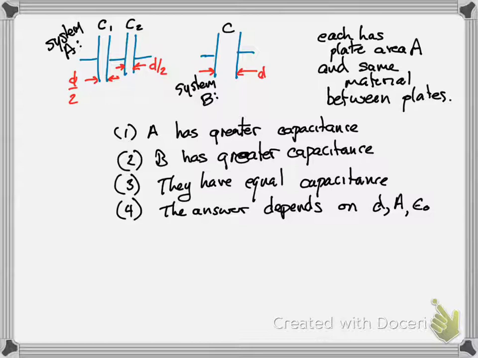I've called the two capacitors in series system A, the single capacitor system B. I've made sure it was clear that each has plate area A. And each has the same plate area, and each has the same material between the plates. So, does system A have a greater capacitance? Does system B have a greater capacitance? Do they have equal capacitance? Or does the answer depend on the values d, A, and whatever's in between the plates?